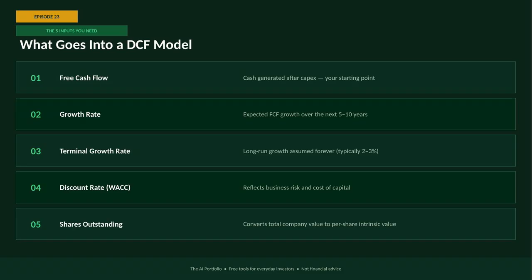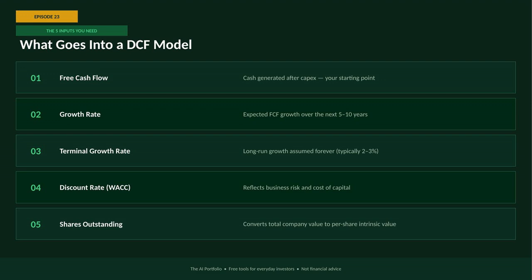Fourth, the discount rate, also called the weighted average cost of capital, or WACC. This reflects the riskiness of the business and the opportunity cost of your capital. Fifth, shares outstanding, needed to convert total company value into a per share intrinsic value.